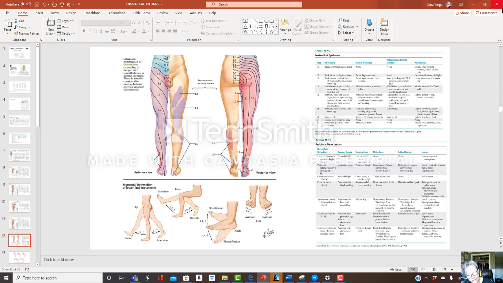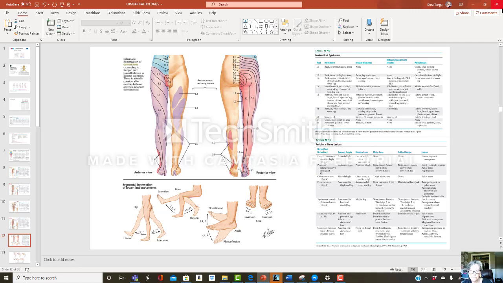Knee extension, L3, L4, flexion, L5, S1, dorsiflexion, L4, L5, plantar flexion, S1, S2, inversion, L4, L5, eversion, L5, S1, like that. So if you notice, it's the hip again that skips L4.